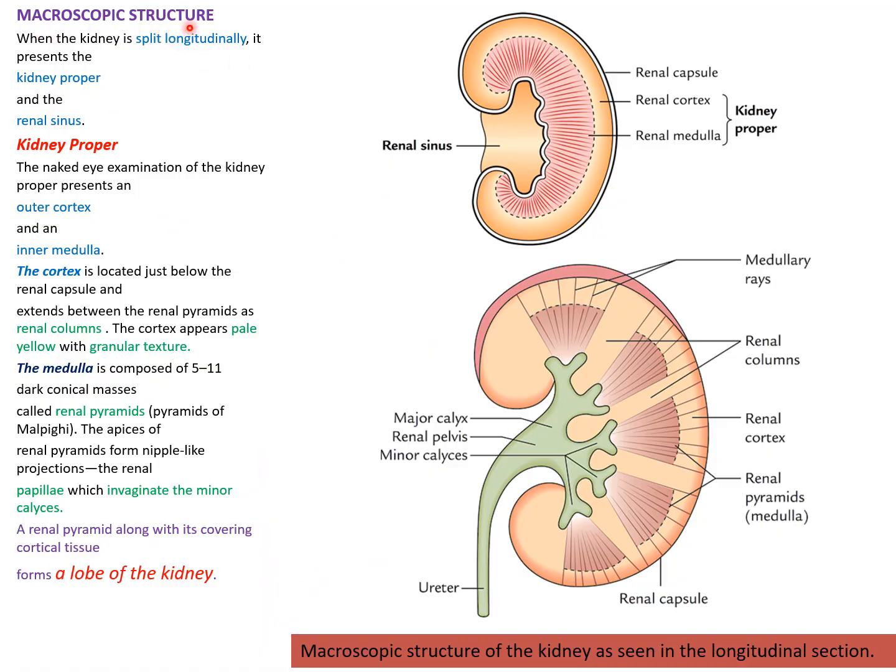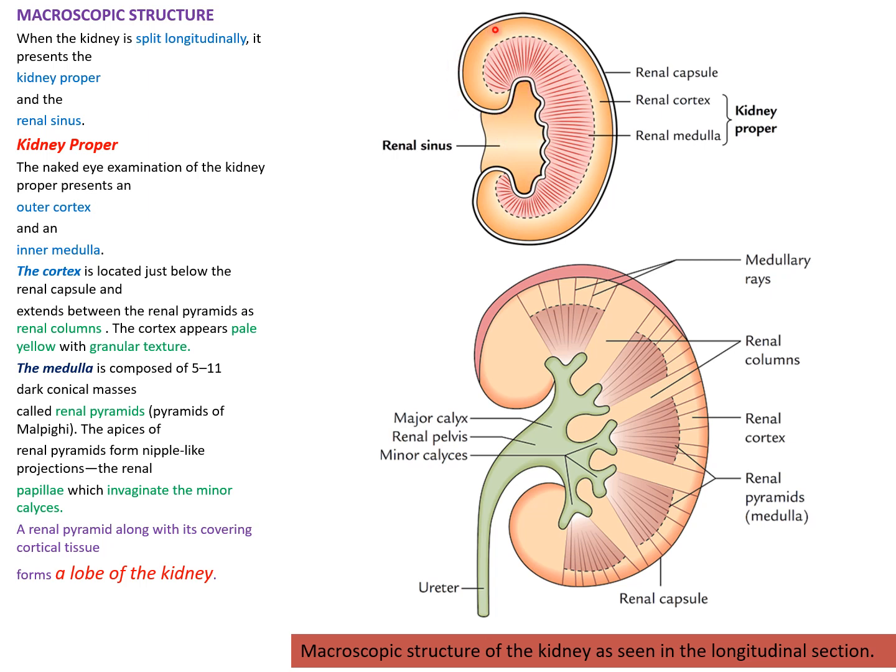Macroscopic structure of the kidney. If we divide the kidney longitudinally, we can see two distinct regions. One is this region called the kidney proper, and one is this region called the renal sinus. So the kidney can be divided into the kidney proper and the renal sinus.